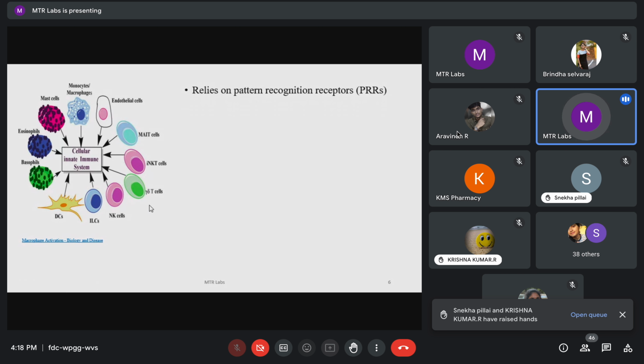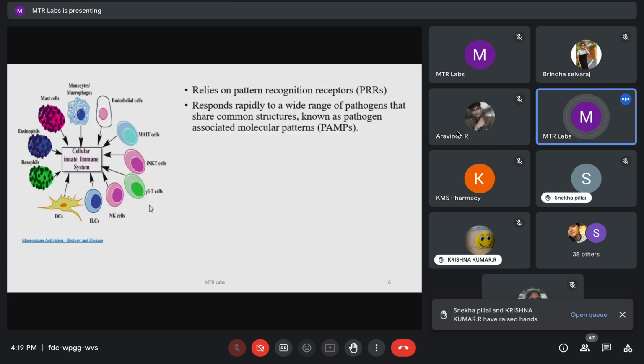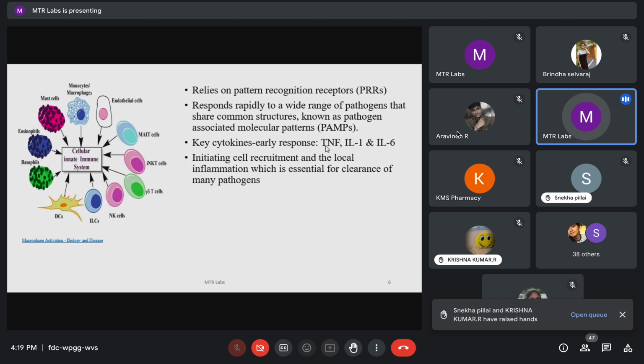So these mainly rely on pattern recognition receptors. These are the receptors present in the cells which first detect the incoming antigens, and they respond through pathogen associated molecular patterns, called PAMPs. These are the common structures present in the pathogens. The key cytokines released by these cells when an infection occurs include TNF, IL-1 and IL-6. Interleukin-1, interleukin-6, and tumor necrosis factor. These are the three main cytokines released by these cells.